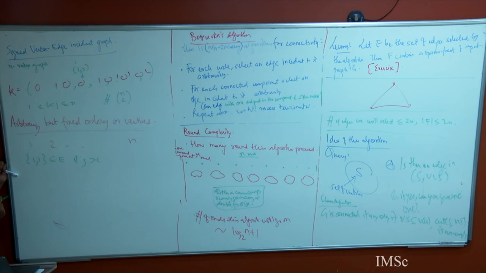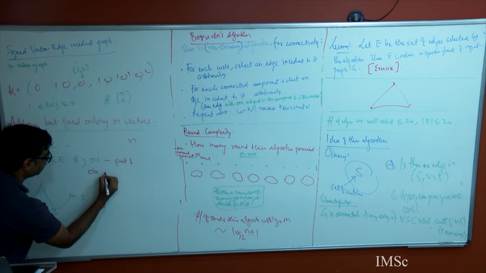Let's do one example with vertices 1, 2, 3, 4, 5. I have edge 1, 2, edge 1, 3, edge 2, 3, so this is a triangle, then 3, 4, and 4, 5. Okay, so I would like to make this graph. If j is greater than or equal to i, then what do I put? Put 1. Else, put minus 1. So now let's try to make a matrix for this.